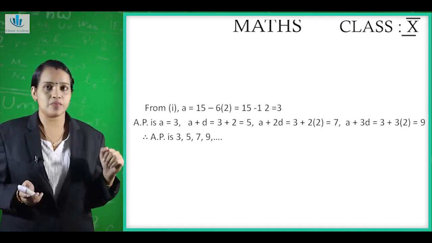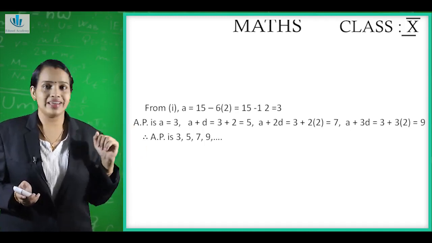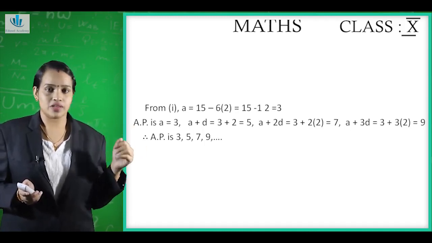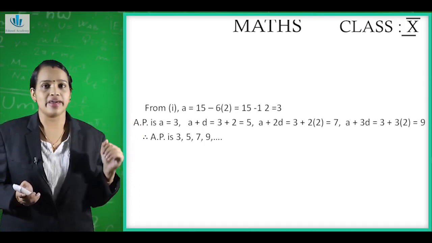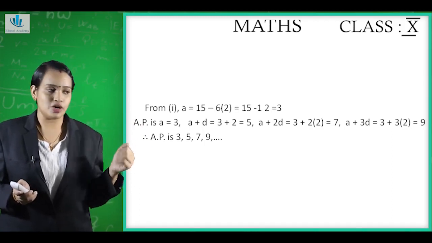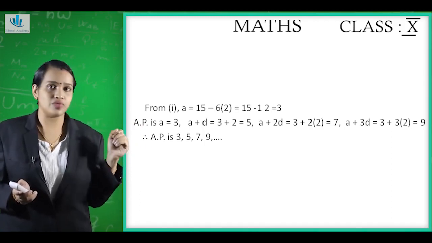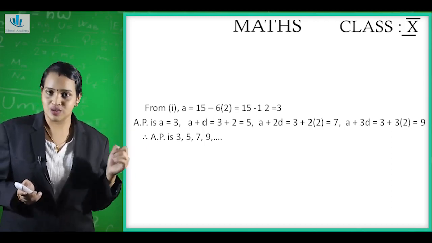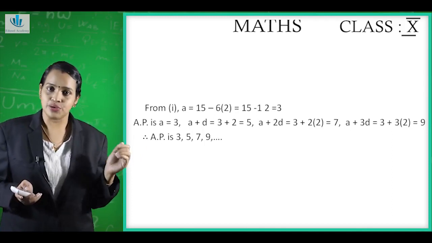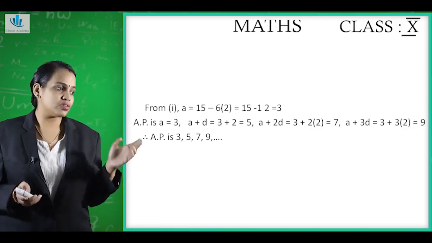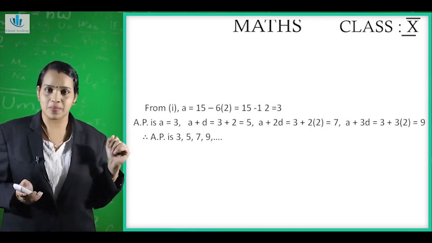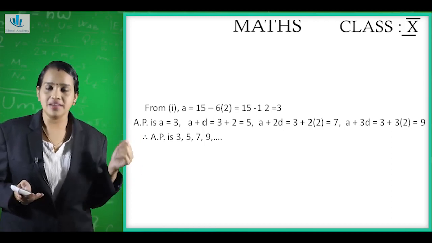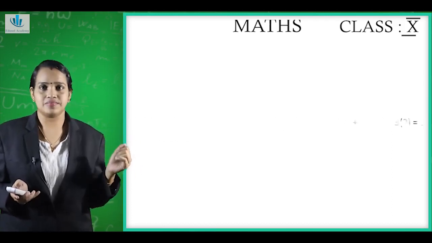So our AP will be A is equal to 3, A plus D is equal to 3 plus 2, which is equal to 5, A plus 2D is equal to 3 plus 2 into 2, which gives 7, A plus 3D is equal to 3 plus 3 into 2, which is equal to 9. So what is our AP? Therefore AP is 3, 5, 7, 9.